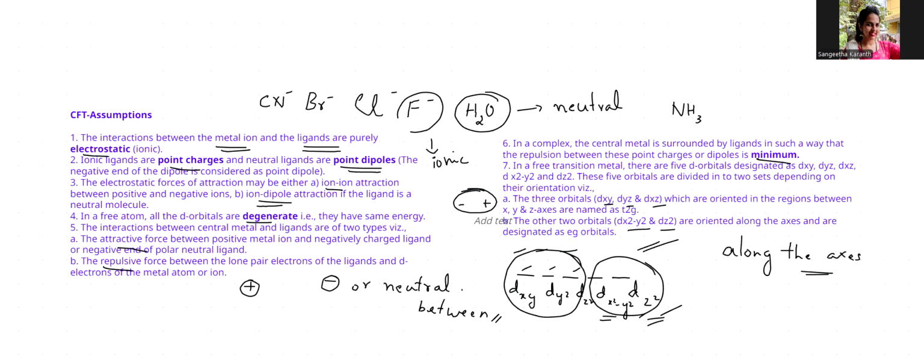It is minimum, right? Whereas in case of these two orbitals, the electrons are present in the direction of the axis itself, and the ligands are also approaching in the direction of the axis. So here it is maximum, right? The repulsion will be maximum. So because of higher repulsion, this will have higher energy. I hope this is clear now. Let us now move forward. Let us try to understand this in much detail.